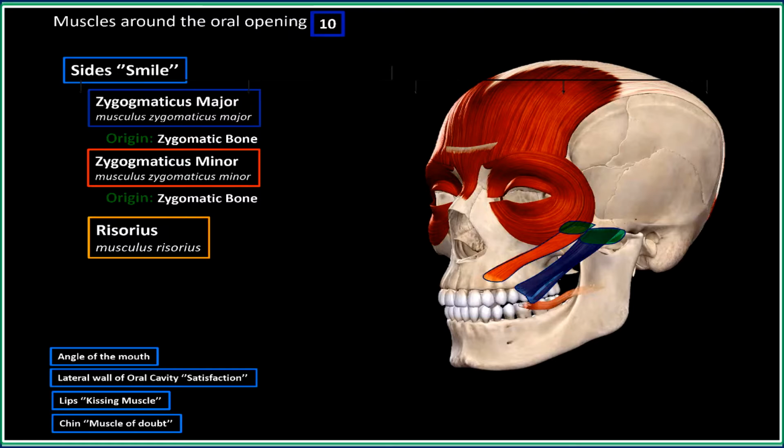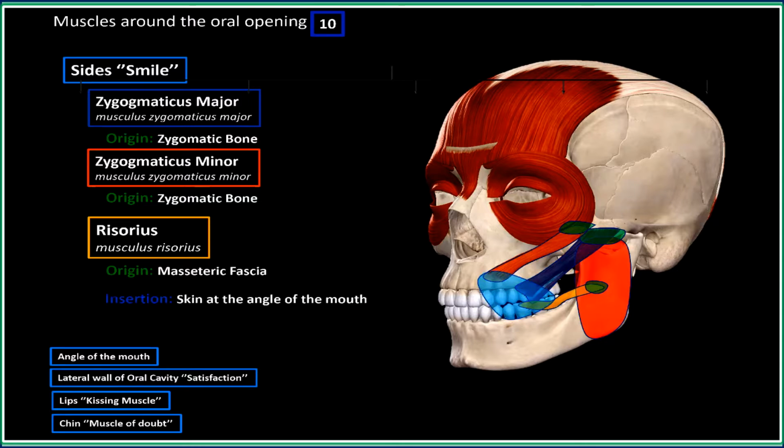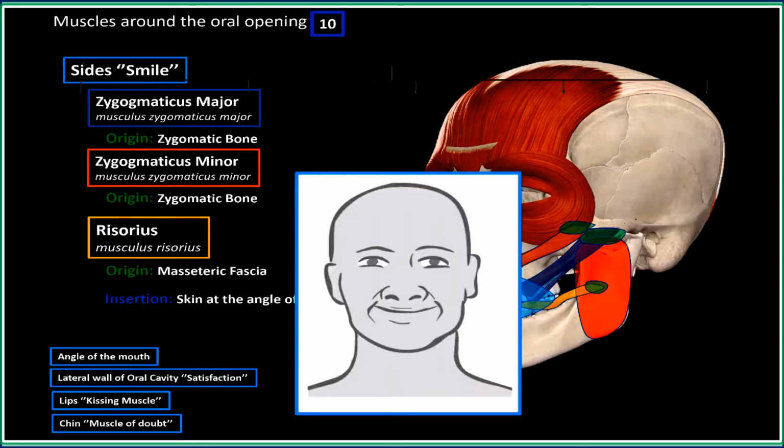Then we have the risorius muscle, which is this one, originating from the masseteric fascia. So remember we had the masseter muscle for mastication. On top of the masseter muscle, there's a fascia called the masseteric fascia, which is essentially connective tissue forming a smooth surface around the muscle for less friction. So this muscle originates at this fascia. And these 3 muscles insert at the skin of the angle of the mouth to produce a beautiful smile.